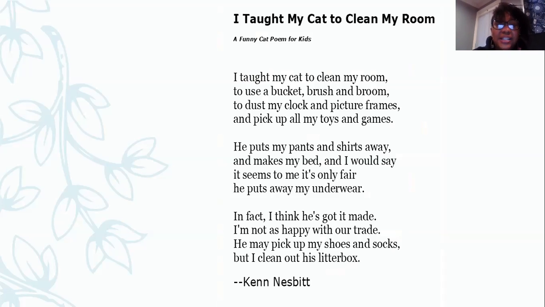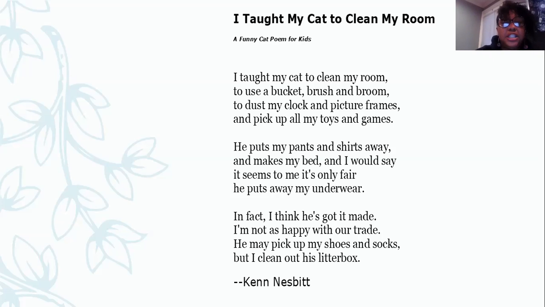Let's practice. You guys ready? I'm going to read this poem by Ken Nesbitt. Now, I know Ken Nesbitt is a child poet. He's a poet for children, and he usually has really funny poems. The title of this poem is called, I Taught My Cat to Clean My Room. Wait a minute, can cats really clean your room? I think I might practice teaching my cat to clean my room during this break.